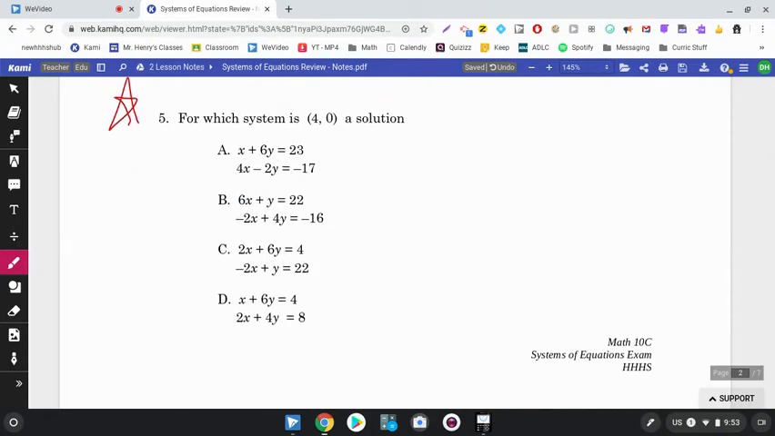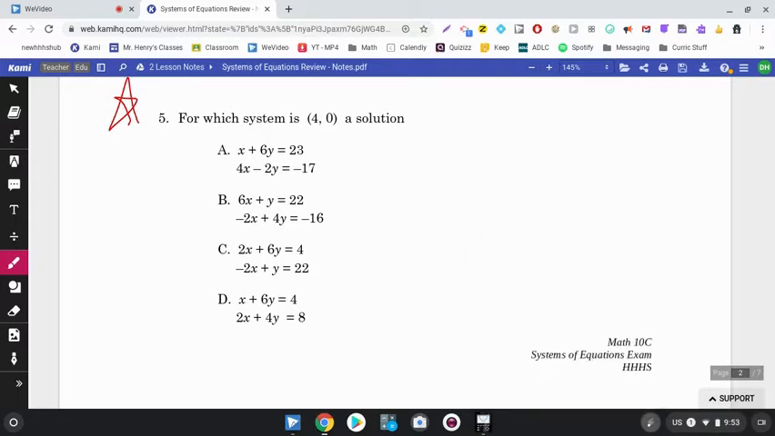5. For which system is 4, 0 a solution? So this is something where we haven't really done something like this, but we have the skills to do it. Okay, so I have 4 systems, A, B, C, and D. One option here is solve system A, see if you get an answer of 4, 0. Solve system B, see if you get an answer of 4, 0. And so on and so on. That's a lot of work. That involves me solving 4 different systems just to see if I get the answer.